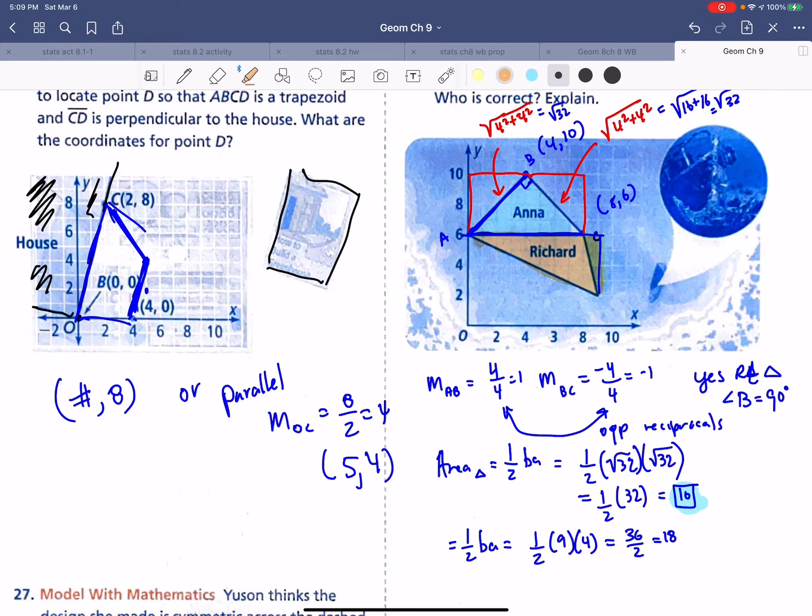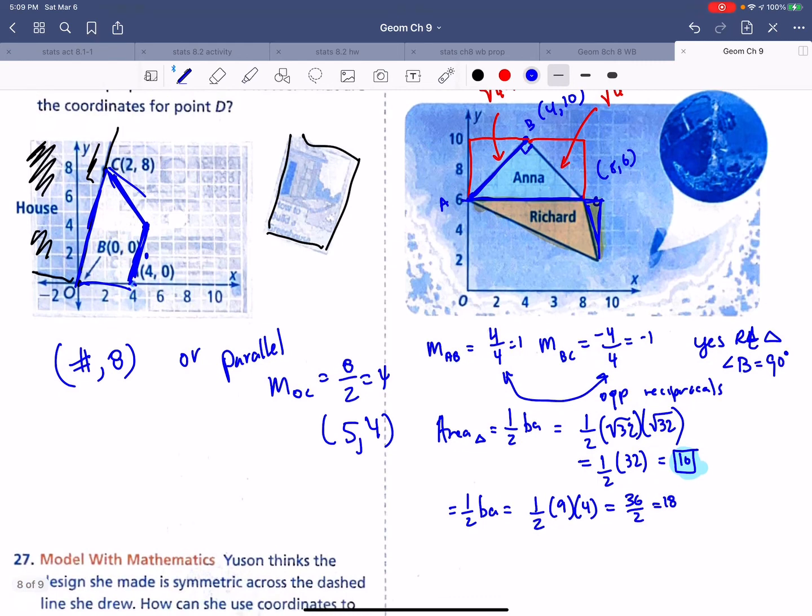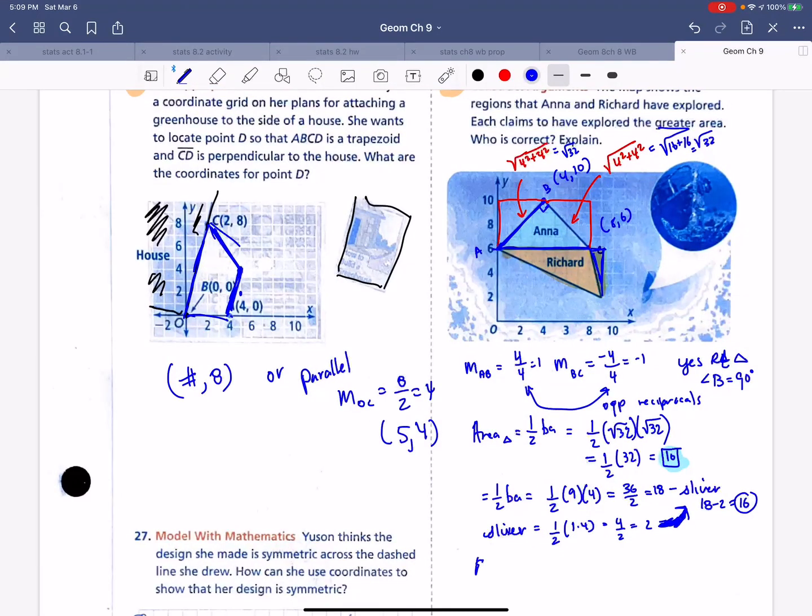Okay, so now I'm trying to do this orange one. Well, the orange one, before I cut it off, is 18, but now I got to cut off this sliver. So what is the area of that sliver? So it's 18 minus the sliver. Okay, so what's the sliver? It's 1/2, the base looks like it's 1, and the height is 4. So that would be 4/2, which is equal to 2. So when I plug that in here, 18 minus 2 is 16. So they thought somebody was greater. Neither is correct. Both thought the other one was greater. Neither is correct. Both are equal areas.